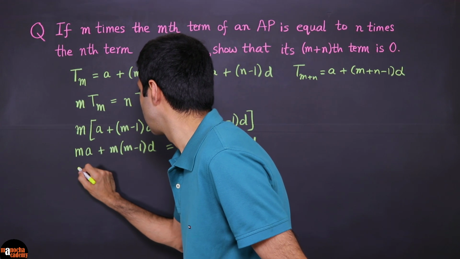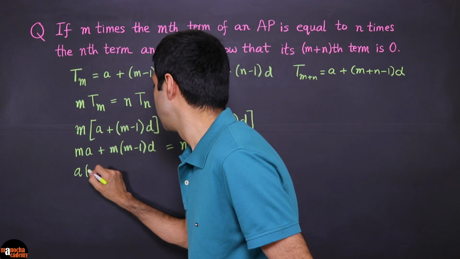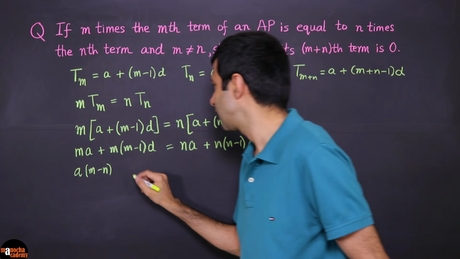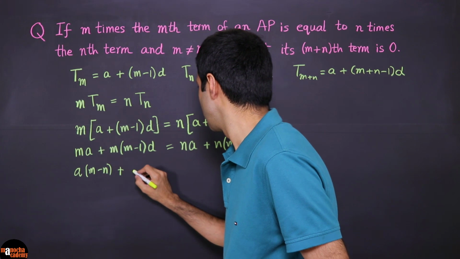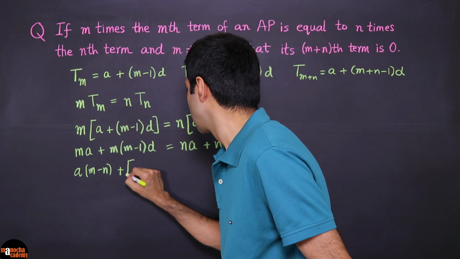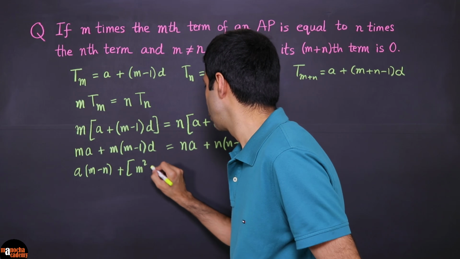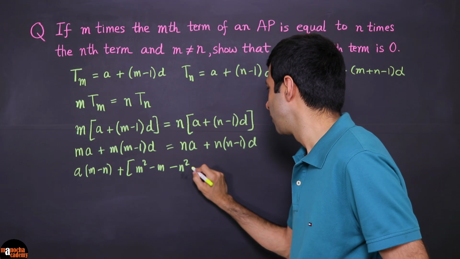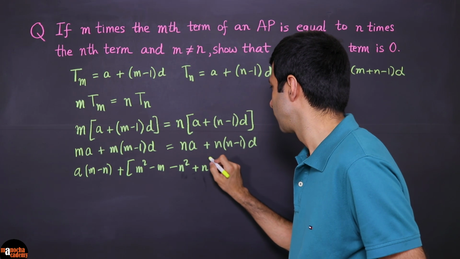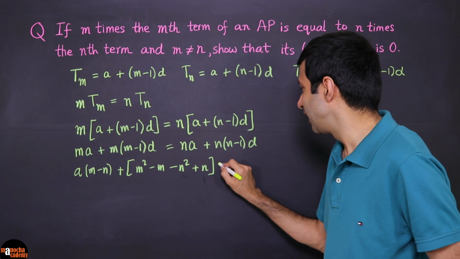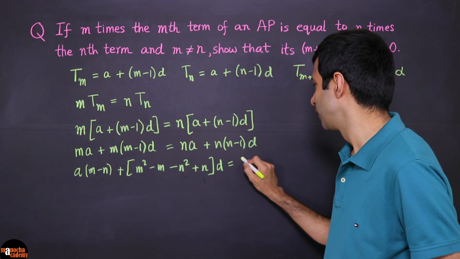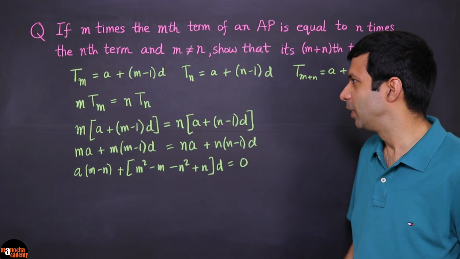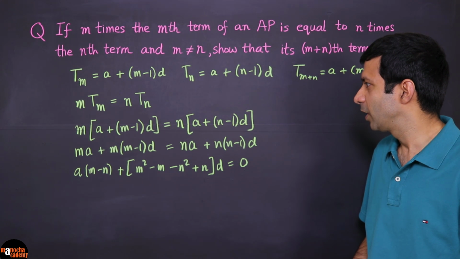So we can write a into m minus n. So I'm bringing the na that side, plus we'll get m square minus m minus n square plus n, okay, into d, and that's equal to 0. So I brought all the terms on this side and we've grouped them together. So now let's see what we can do here.